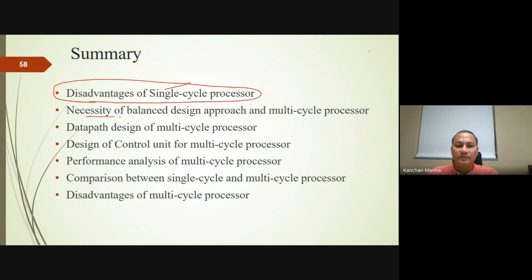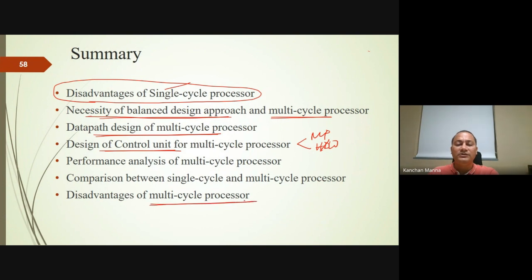So we need a balanced design approach, that we have seen, and we have proposed the multi-cycle based processor, and we have seen how to design the data path for the multi-cycle processor. We have seen the control unit design technique for the multi-cycle processor. We have seen two approaches, microprogram and the hardware based approach. We have also seen the program performance analysis of this processor, and we have also compared the performance with the single cycle one, and we have also seen the disadvantages of this multi-cycle processor.